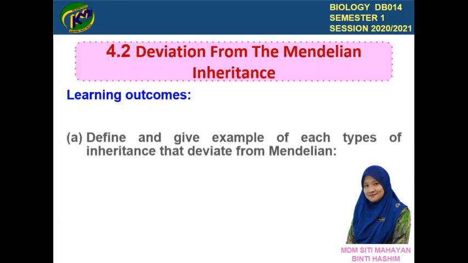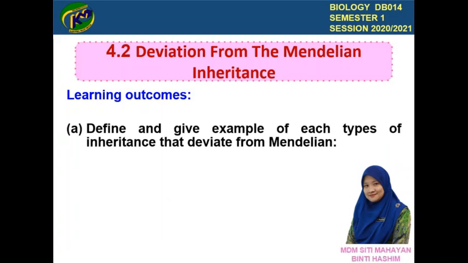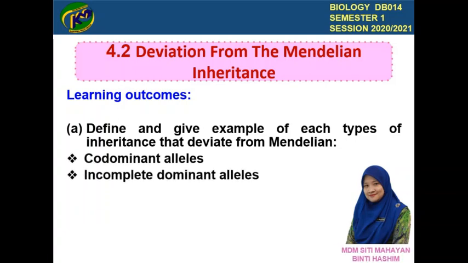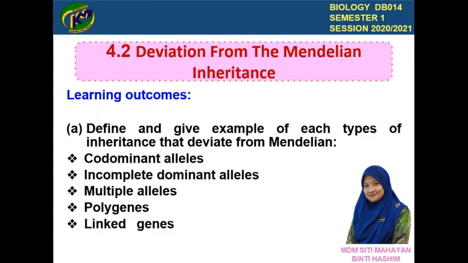By the end of this lesson, you should be able to define and give an example of each type of inheritance that deviates from Mendelian, which are codominant allele, incomplete dominant allele, multiple allele, polygene, linked genes, and sex-linked gene.